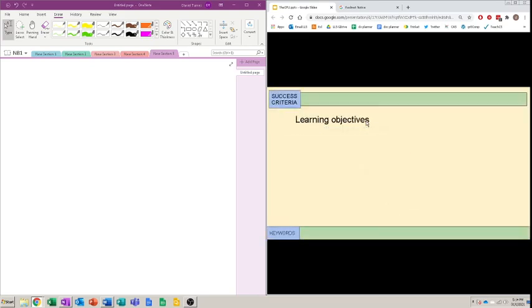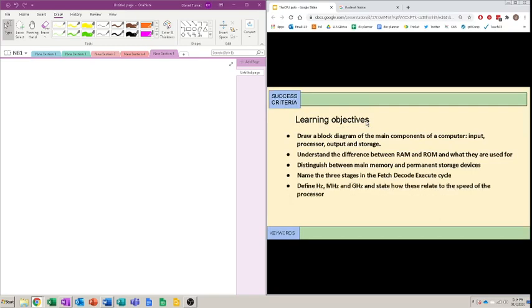So I hope that was an interesting thought experiment there. Today's objectives are to look at the block diagram and the main components of a computer in terms of their input, processor, output and storage, to understand the difference between RAM and ROM and what they are used for, to distinguish between main memory and permanent storage devices, to name the 3 stages of the fetch, decode, execute cycle, and to define hertz, megahertz and gigahertz and state how these relate to the speed of the processor.